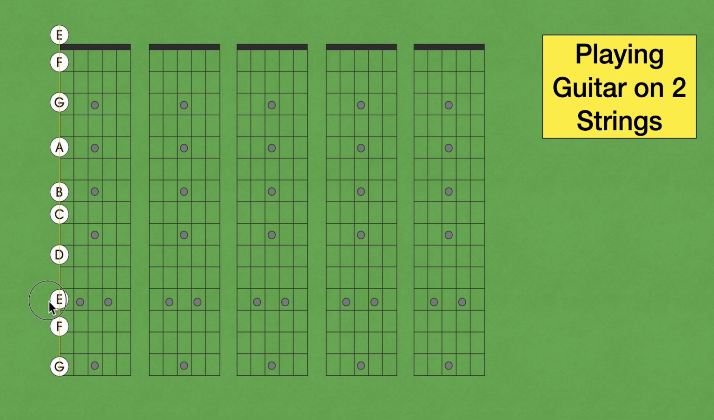Here we have E, F, G, A, B, C, D, E, F, G. And if you don't know, the E and the F naturally are a half step. The B and the C naturally are a half step. Everything else from natural note to natural note forms whole steps.